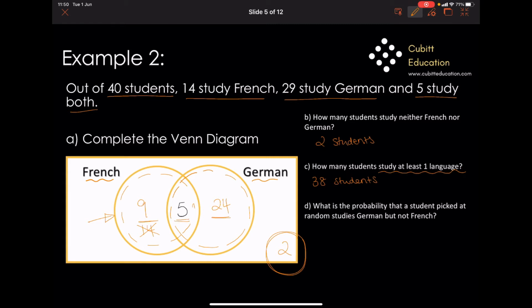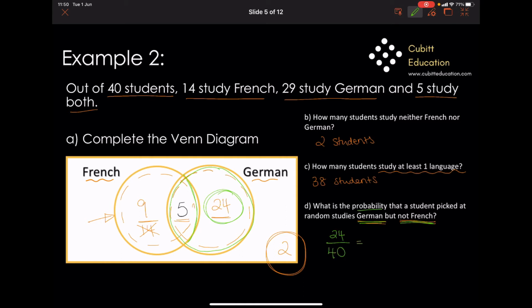And then finally, it says, what is the probability that a student picked at random studies German but not French? Now we have to be very careful here, because if they study German, it can't be the whole circle, because this is also French. And we only want the ones that study German and not French. So there's going to be the 24 just there. Probability, so we have to write that as a total. So it would be 24 out of 40.